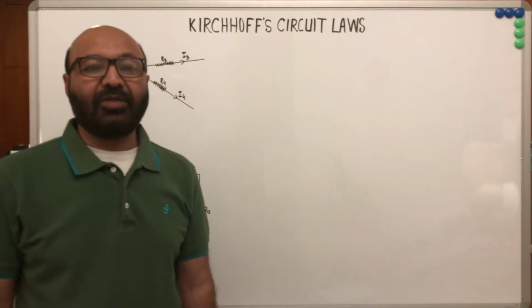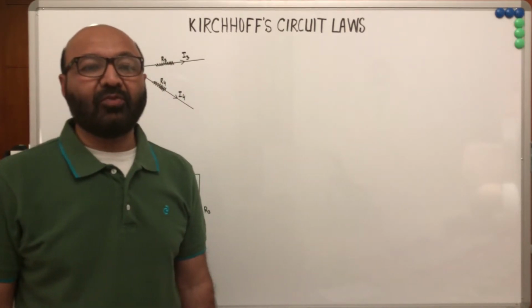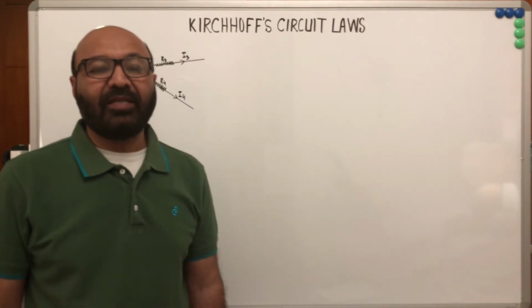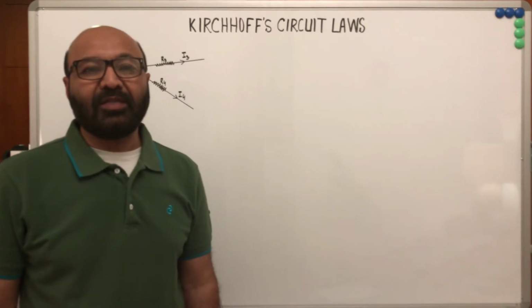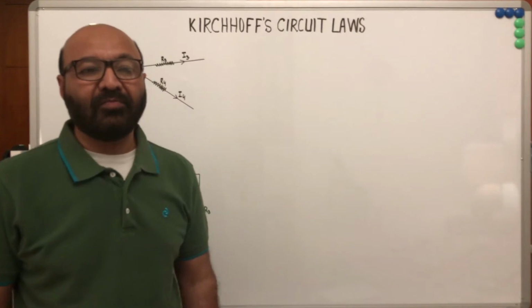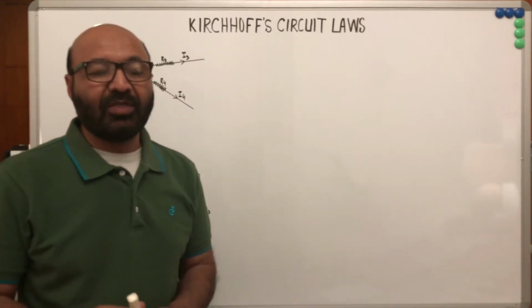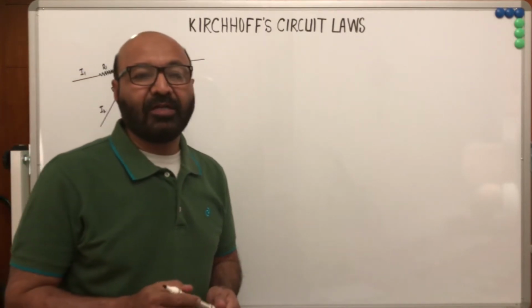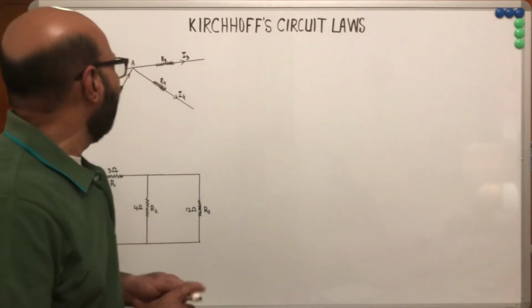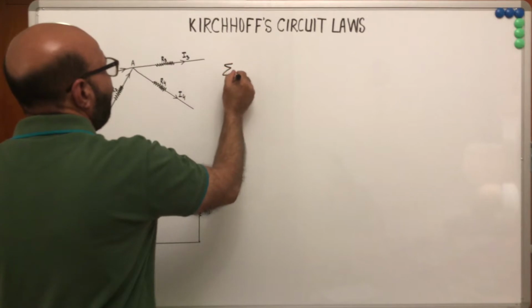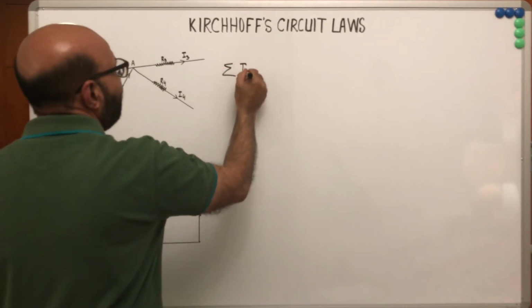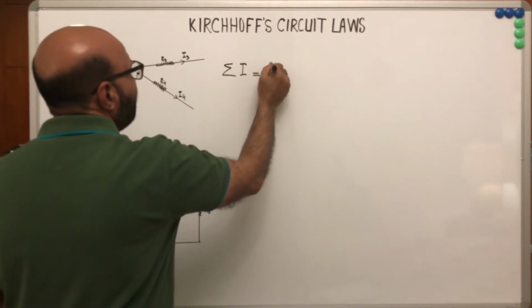The first law deals with the current flowing through a closed circuit and is called Kirchhoff's current law, while the second law deals with the voltage sources present in a closed circuit and is called Kirchhoff's voltage law. Kirchhoff's first law states that the sum of all the currents meeting at a point must be equal to 0.